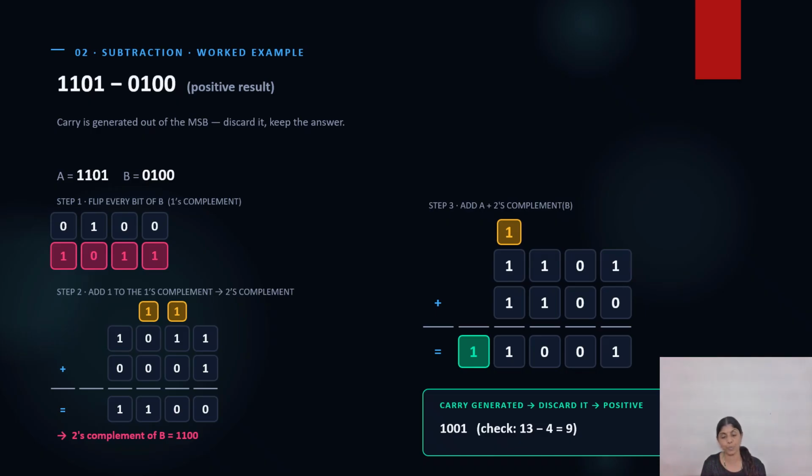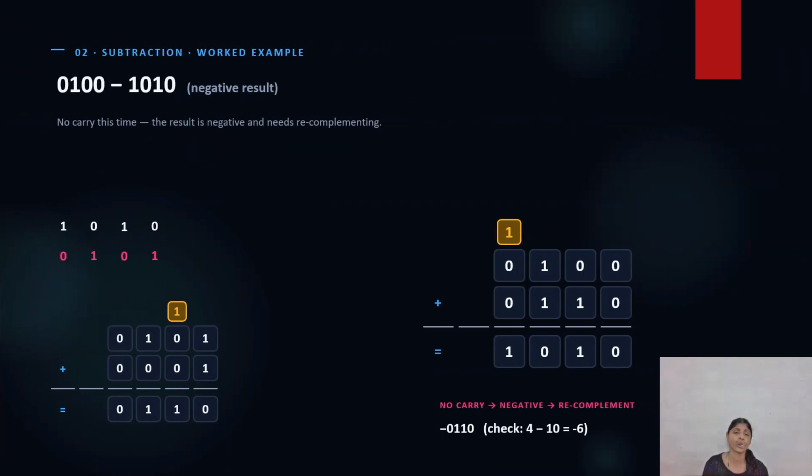Remember the first output block, what you checked? Carry out is equal to 1. Then you have to discard the carry, meaning there is no need to consider that carry. You consider only the remaining bits. At the same time, this value is a positive value. So the carry is generated, we discard the carry, and it is a positive value. What is the result? 1001. In 8421 code, what is 1001? It is 9. So what is 13 minus 4? It is 9. So this is a positive result subtraction. Next, we will see how to do the negative result.